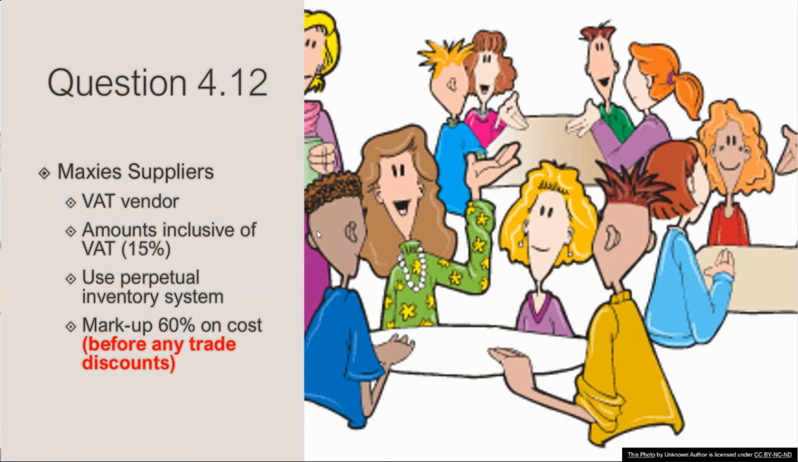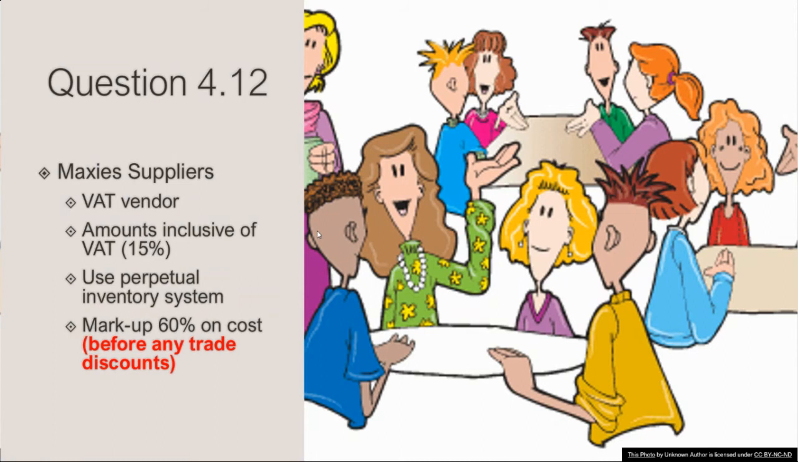The business is a registered VAT vendor, so you had to see it's a registered VAT vendor and trades only with registered VAT vendors. Now, remember when we said when they tell you that, that means you will be able to claim the input VAT when you purchase something because you trade with VAT vendors. The business charges 15% VAT on all it sells, so we know VAT is 15%. All amounts are inclusive of VAT.